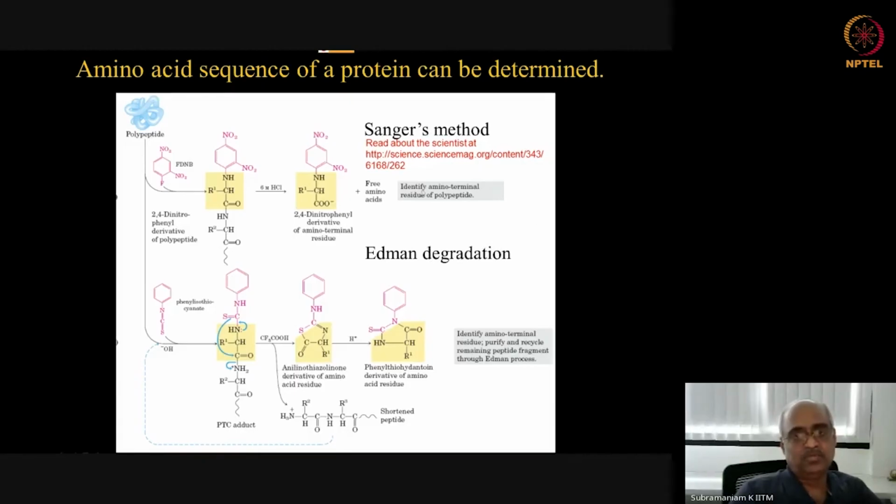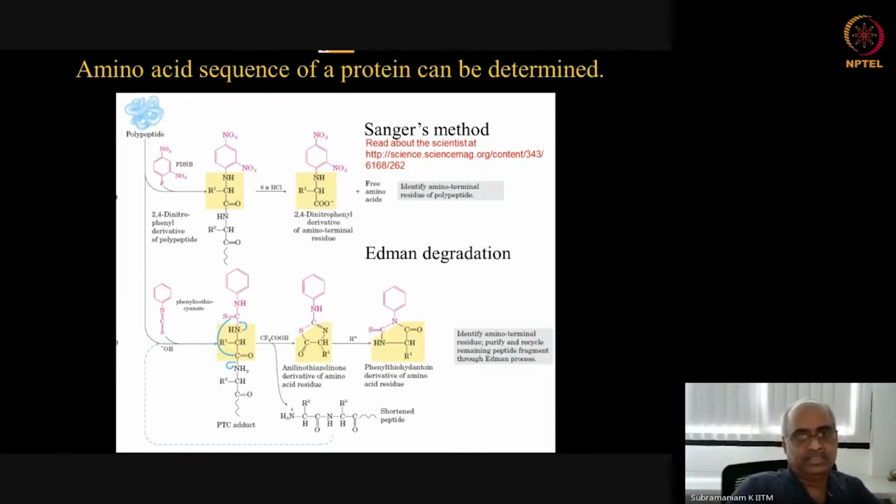The primary improvement over Sanger's method is that in Sanger's method, the entire protein gets hydrolyzed into individual amino acids, so it is laborious to find the second one, third one, and so on. On the other hand, this PTC adduct formation cleaves only the N-terminal amino acid, leaving the rest of the polypeptide chain intact and ready for the next cycle. So I'll stop here with the amino acid sequencing.